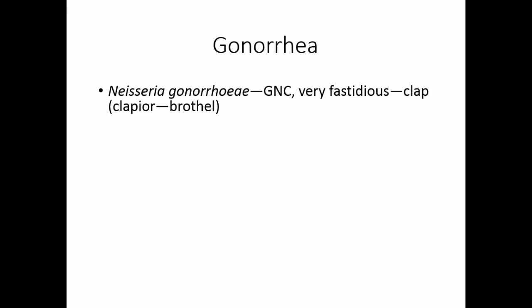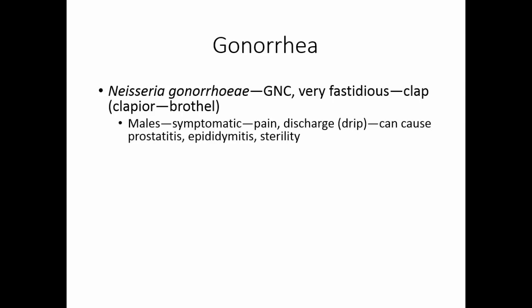Gonorrhea is caused by Neisseria gonorrhoeae. This is a gram-negative coccus that is very fastidious. It is so fastidious that swabs are typically taken and cultured at bedside. This is sometimes called the clap, which comes from the French word clapoir, which means brothel. Males are usually symptomatic. They have pain in urination and discharge. This is why this is sometimes called the drip.